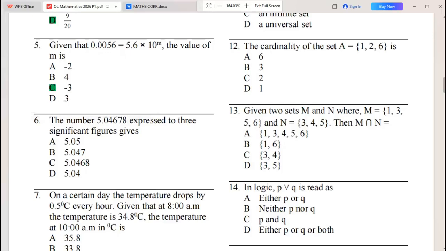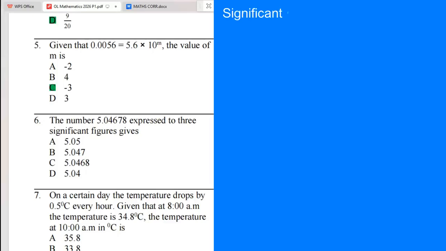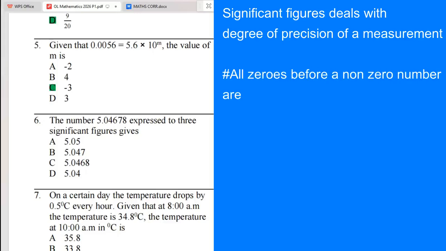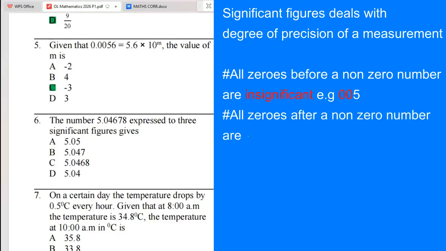Question 6. The number 5.04678 expressed to 3 significant figures gives. Now when it comes to significant figures, we are simply talking about the degree of precision of a certain measurement. Any leading zero, that's any zero before a non-zero number, is considered insignificant. For example, 005, the zeros in front of 5 are considered insignificant because they tell nothing about the precision of the measurement. Now, any zero after a number is considered significant.